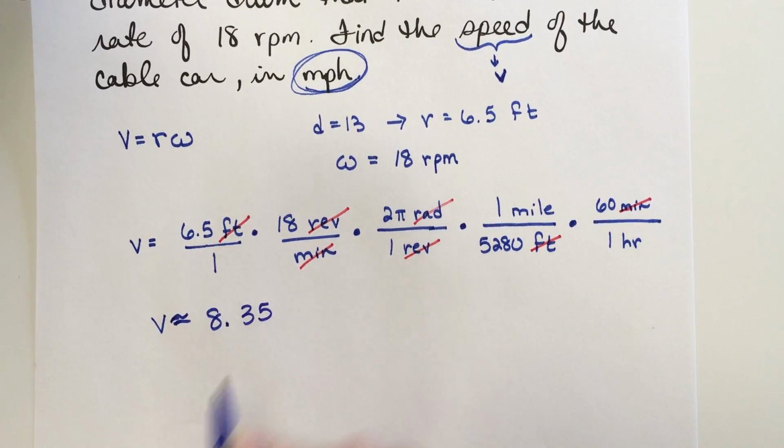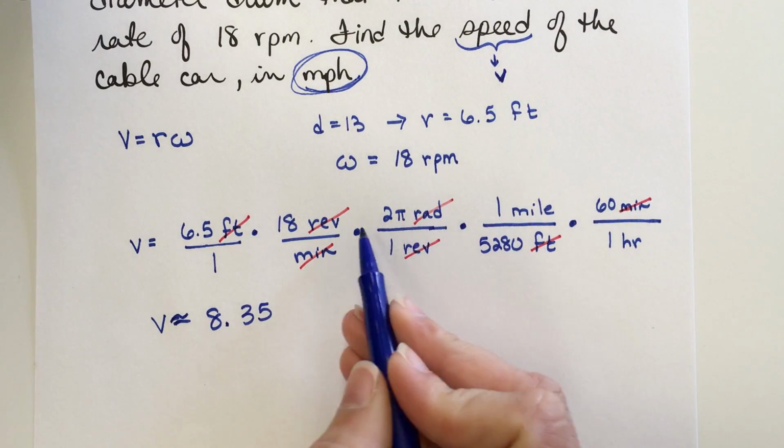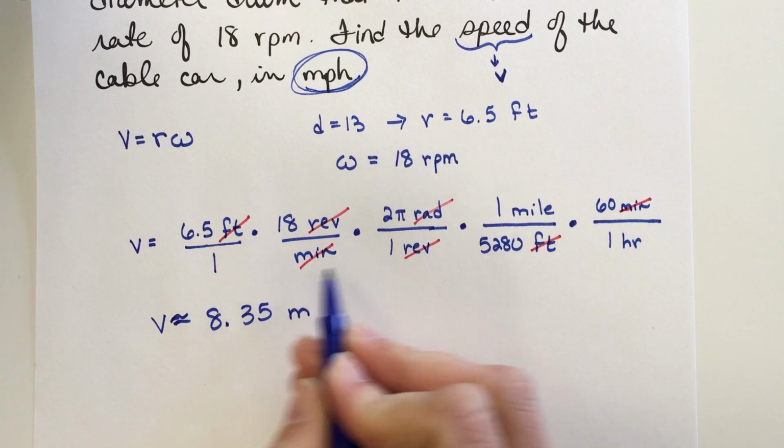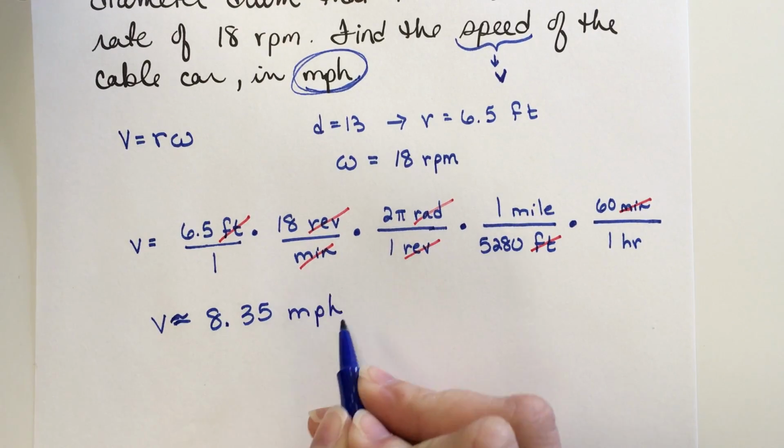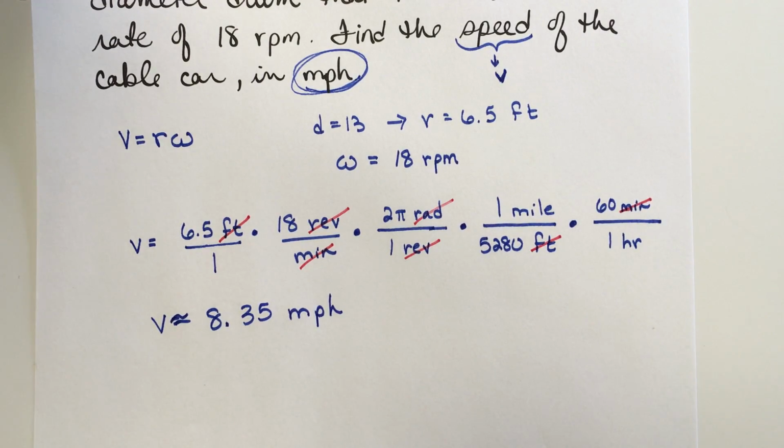8.35. I'll keep a couple of decimal places and see I'm left with miles on the top and hours on the bottom. Of course, you can put the slash if you want to, but you've got the abbreviation there for miles per hour if you want to do that too. Okay, so that one had several conversions you had to deal with there.